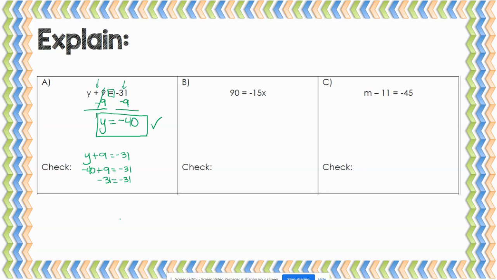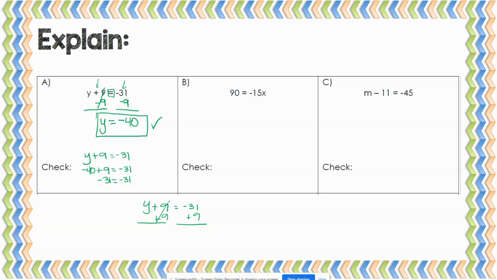Now, I'm going to show you an example of why you would need to always check. If I had solved this incorrectly, maybe, for example, I had added 9 here. If I did that, first off, you should notice right away that that would be wrong, because if I do 9 plus 9, that's 18. That's not getting y by itself. That's now having a y with an 18 instead of 9.